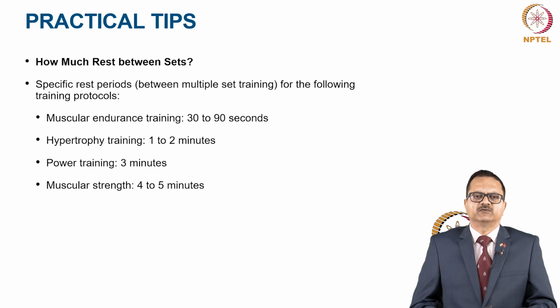If you are trying to train for muscular endurance, 30 to 90 seconds between sets. If you are trying to train for hypertrophy, 1 to 2 minutes between sets. If you are trying to train for power, it's 3 minutes between sets. And if you are going for maximum strength or muscular strength, it is 4 to 5 minutes between sets.